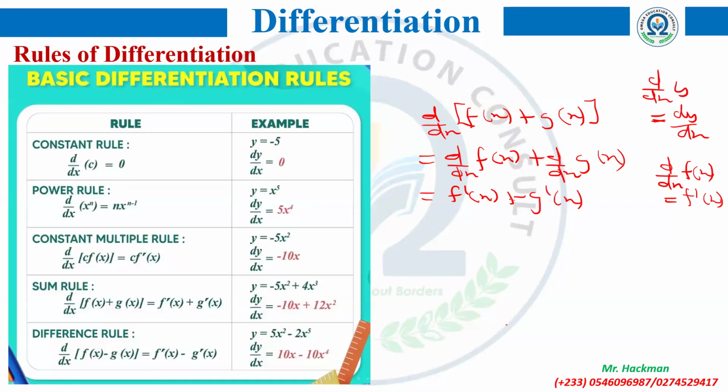So the differential of a sum is the sum of the differentials. That's the meaning. The differential of a sum of functions is the sum of the differentials of the functions. Differential of a sum is the sum of the differentials. You get it?